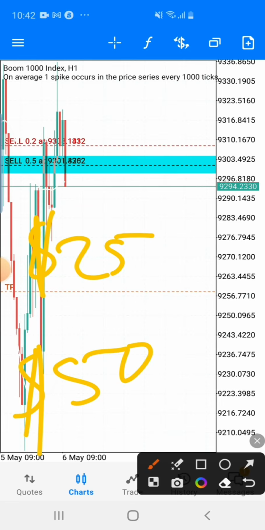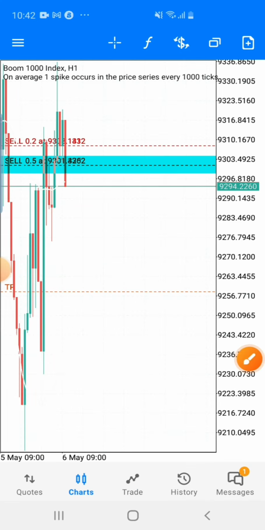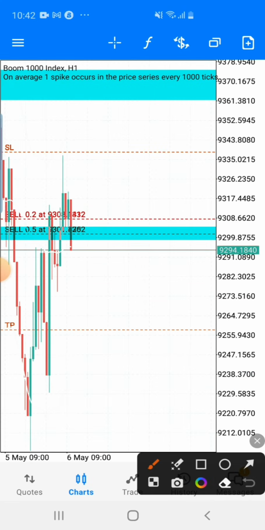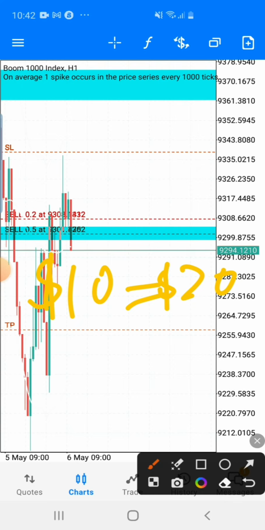If you are not that aggressive, you can decide to risk something like, let's say you are risking $10 and your TP might be 20. That means if you take profits 3 times, you have flipped the account to $60.